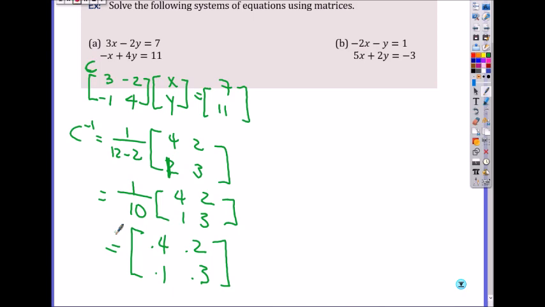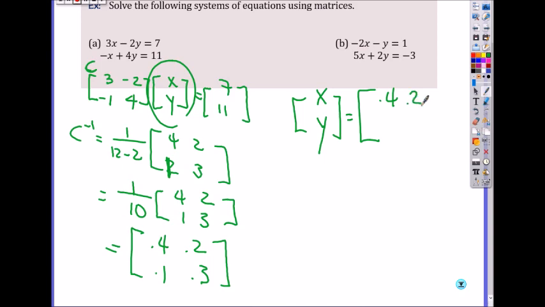And what do you need to do to solve for x and y? To solve for x and y, you multiply the inverse, [0.4, 0.2; 0.1, 0.3], with 7, 11. Now you sandwich them, right? So you multiply the first row with the first column. So 7 times 0.4 is 2.8.